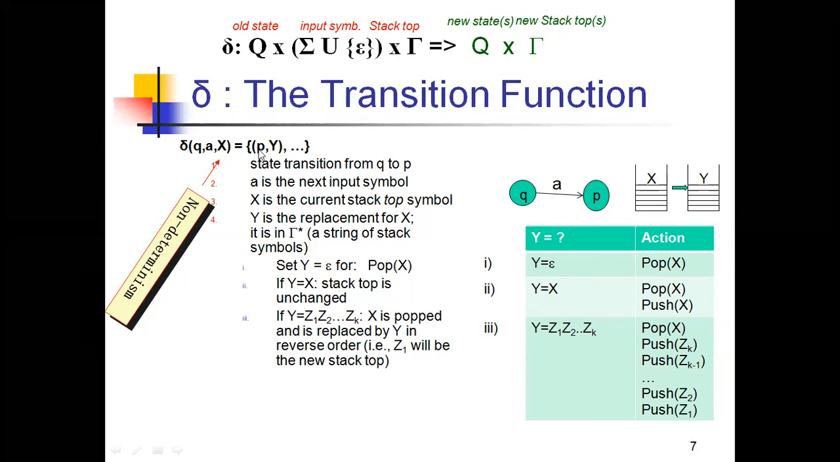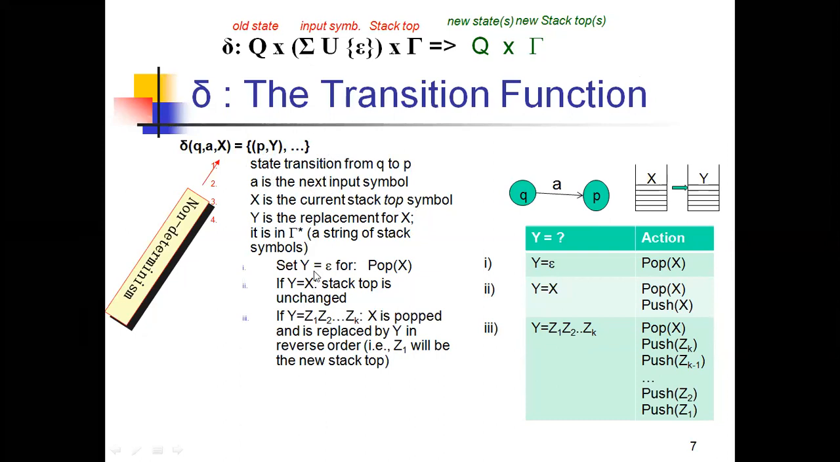(p, y) is the next new state along with its stack top alphabet. That means the state transitions from q to p. So a is the next input symbol where x is the current stack top symbol. Just relating this, you can easily understand. So y is the replacement of x, where y is already in Γ star, so a string of stack symbols, like that we can say.